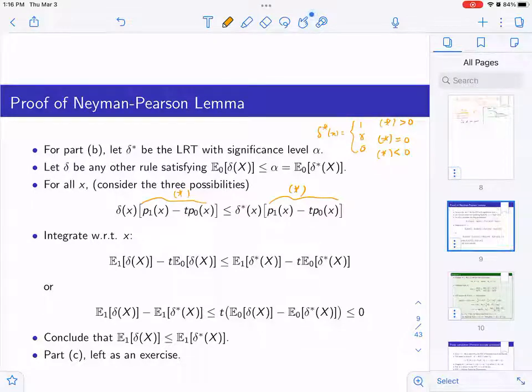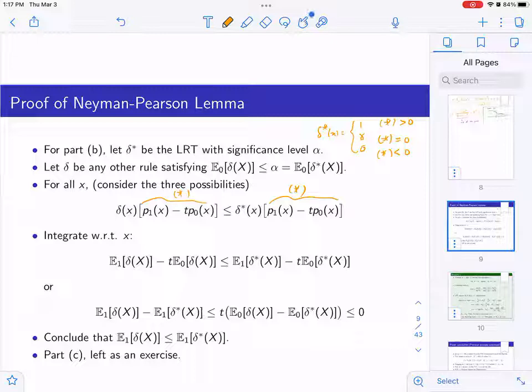Yeah, so cancel it from both sides. And I know that when this is positive, this is 1, right? So delta star is 1, and delta x has to be less than or equal to 1, so it's true. If delta star is 0, then both sides are 0. If it's strictly less than 0, then I can cancel it and flip the sign of the inequality, and delta star in that case is 0. So this is that delta x is bigger than or equal to 0. So consider three cases. In all three cases, it just trivially holds.